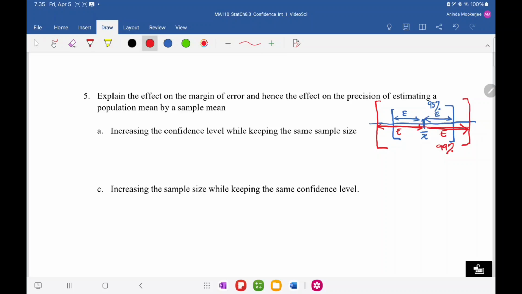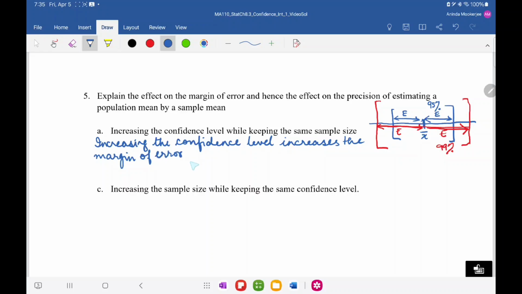So let me write that for the answer. Increasing the confidence level, not the margin of error. Increasing the confidence level increases the margin of error. But what does it do to the precision?